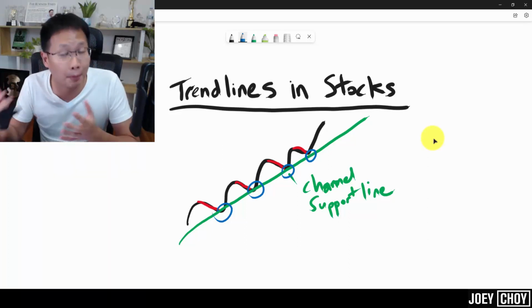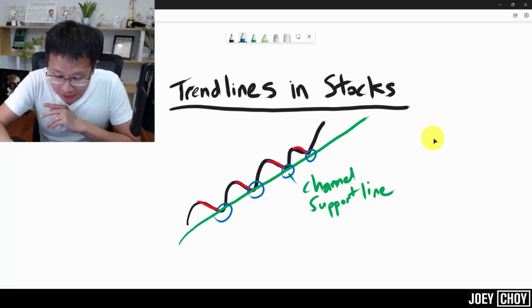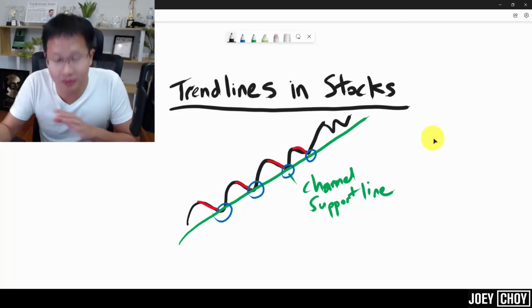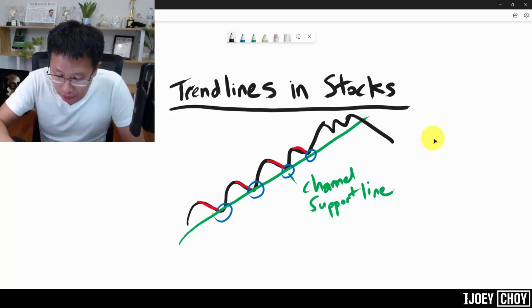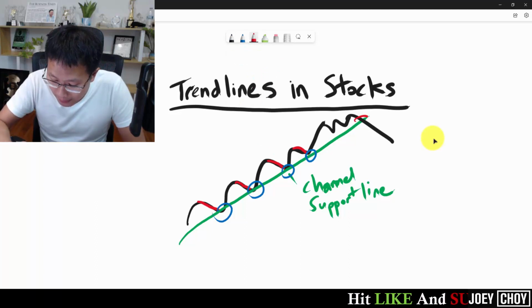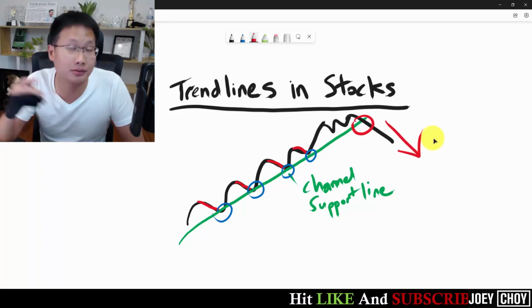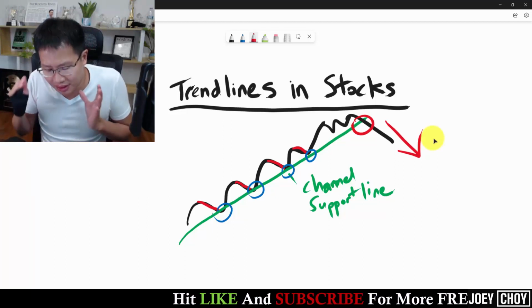That means anything above this channel support line, as long as prices would stay above it right here, that is where we are still in an uptrend. But if we do break down, like for example, if we do break down this line, that's where you want to be careful, because if it does break down, then not so good. We might start to see that reversal back down. So this is pretty much what is an uptrend, right?